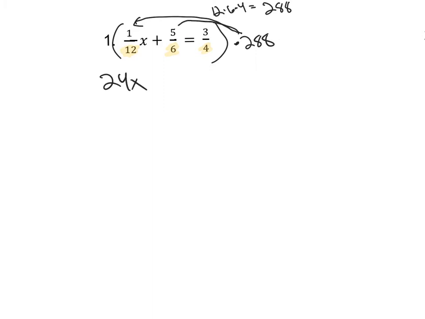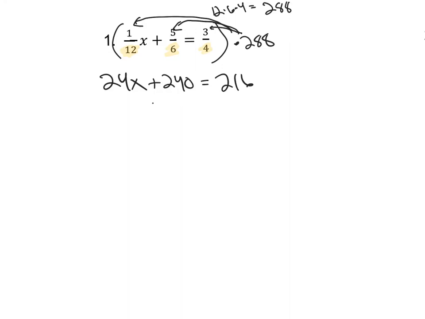Next, I'm going to distribute, taking 288 times 5 over 6. You could just do 288 times 5 divided by 6 in your calculator. That would give you 240. And then 288 times 3 divided by 4 ends up giving you 216. So now we've got rid of all the fractions. We've essentially killed the fractions, and now we just have a multi-step equation, just like we're familiar with.